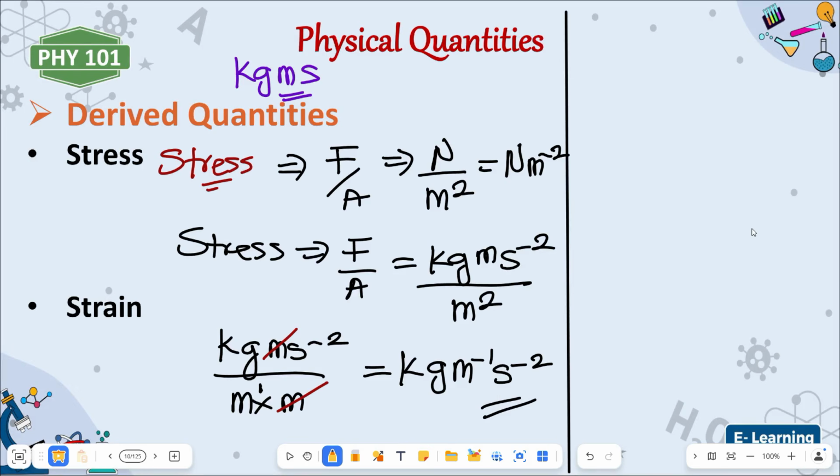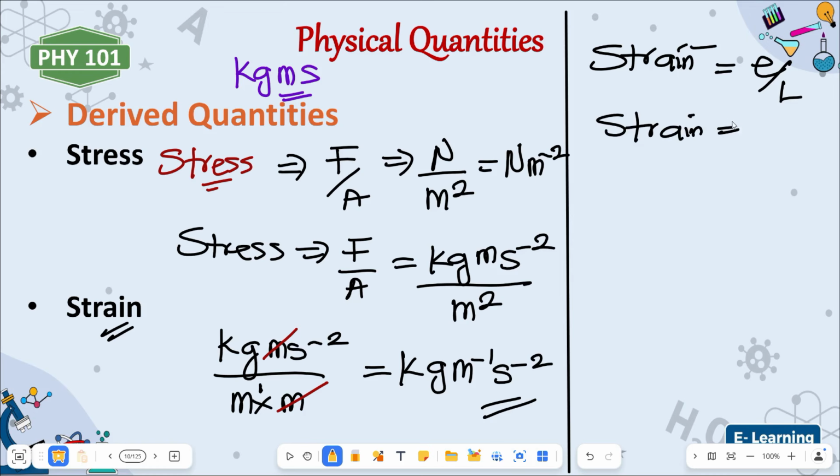Now let us look at the next one, which is strain. You need to know the formula. Strain has the formula extension over length. All right? Extension over length. Now strain, extension is still the same as length. If you are extending something, you are just increasing the length, or prolonging the time.